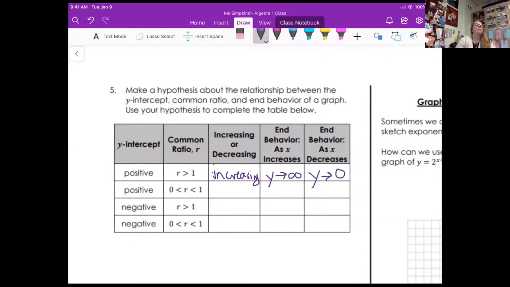Now, the second graph was very similar. The only difference was it was flipped. And that was because that common ratio was a fraction. So it was decreasing. And my two ends switched. Now the right-hand side was going to 0, and the left-hand side was going towards infinity. So that was the second graph that we made.